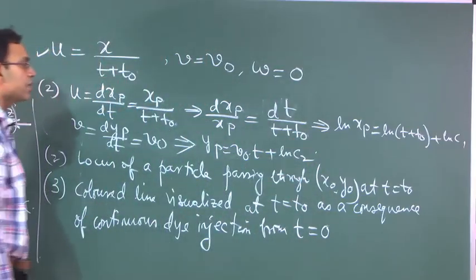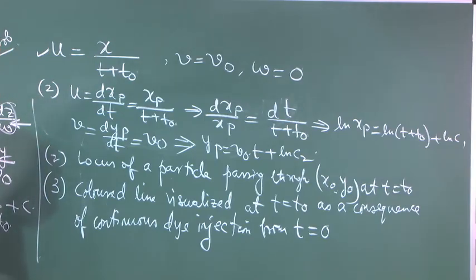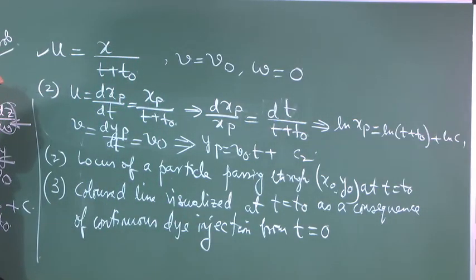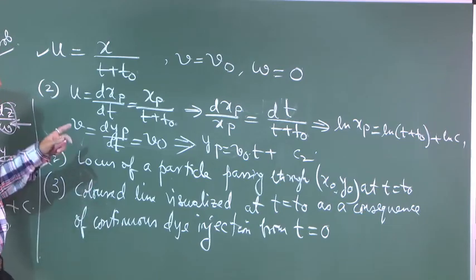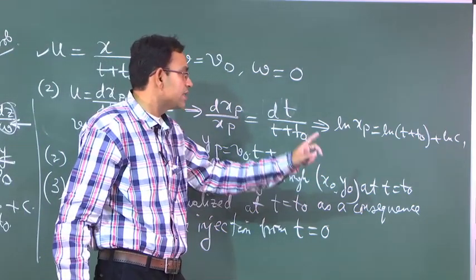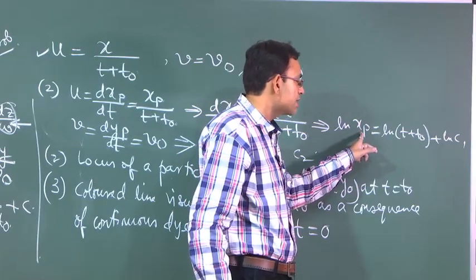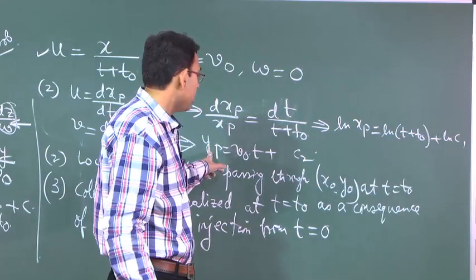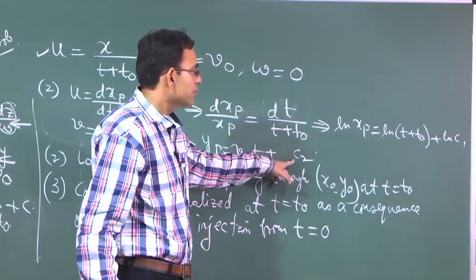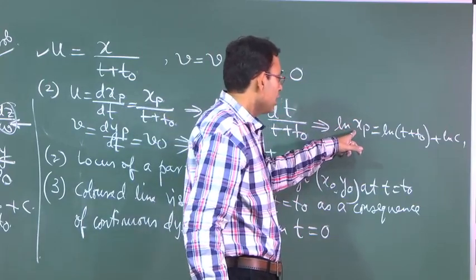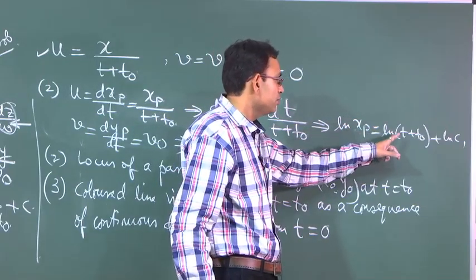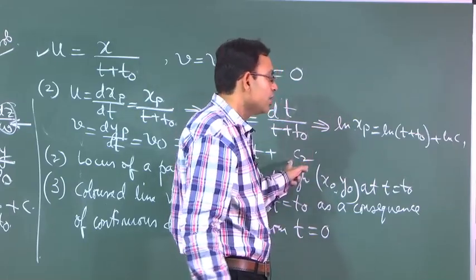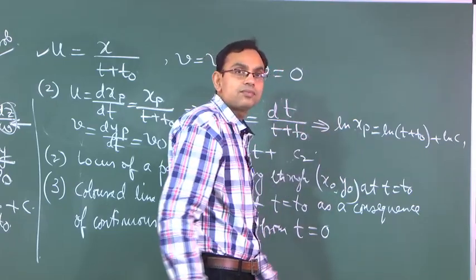How do you get C1 and C2? Sorry, here ln is not necessary. How do you get C1 and C2? The question is asked that the particle passes through x0 y0. So, if you put xp equal to x0, you will get C1. If you put yp equal to y0, you will get C2. So, you will get xp as a function of t and yp as a function of t, and then you can eliminate t to find out the locus of the particle.